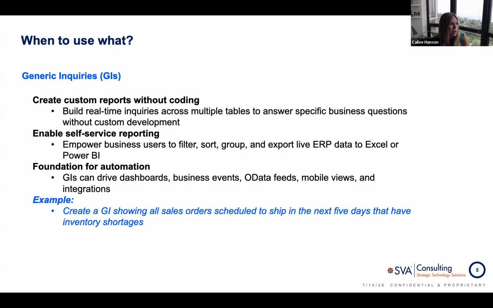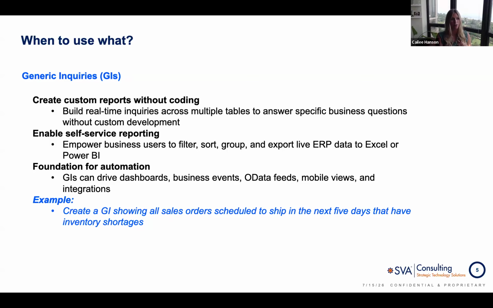Generic inquiries, again, we started to show this or dive deeper into that, but really, how can we do more ad hoc reporting? How can we work primarily within Acumatica and not need to export data to Excel all the time in order to get what we need? That's essentially where we're serving the purpose for the GIs, as well as driving things like the business events, the dashboards, different integrations as well, or OData feeds to things like Power BI or other external platforms as well.